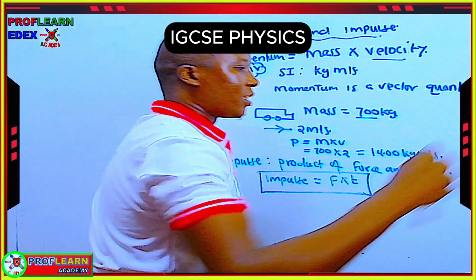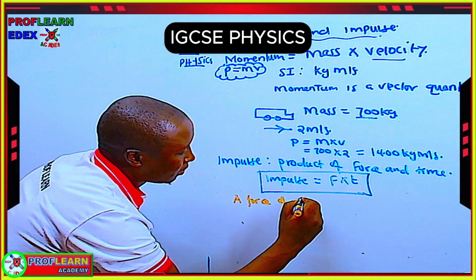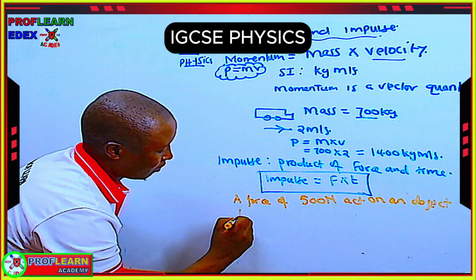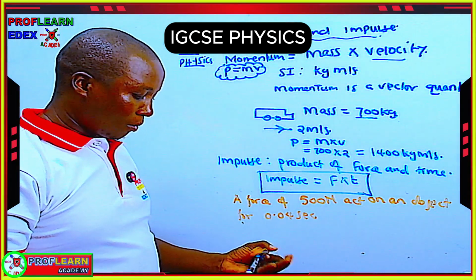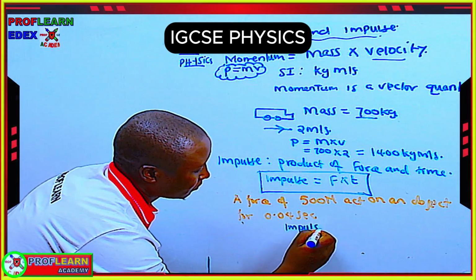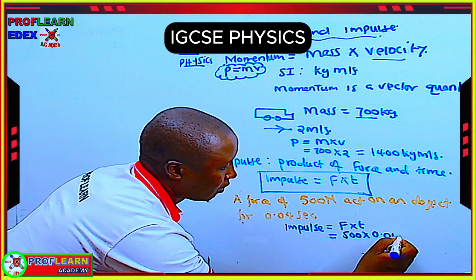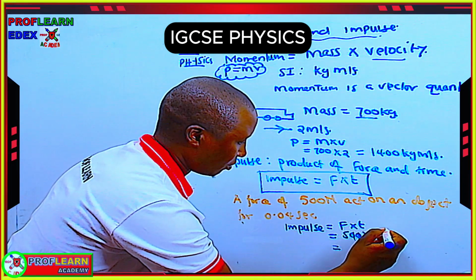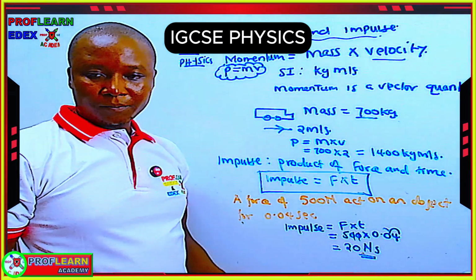Now, suppose we have a question where we are told a force of 500 newtons acts on an object for 0.04 seconds. Then we are supposed to work out the impulse in that case. Impulse is going to be force times time, which is 500 times 0.04 seconds. If we work this out, the two zeros cancel with the decimal, and we have 20 Newton second. The unit for impulse is Newton second.